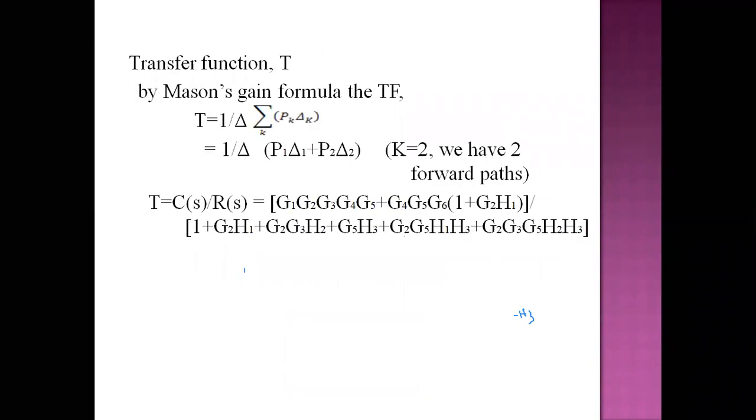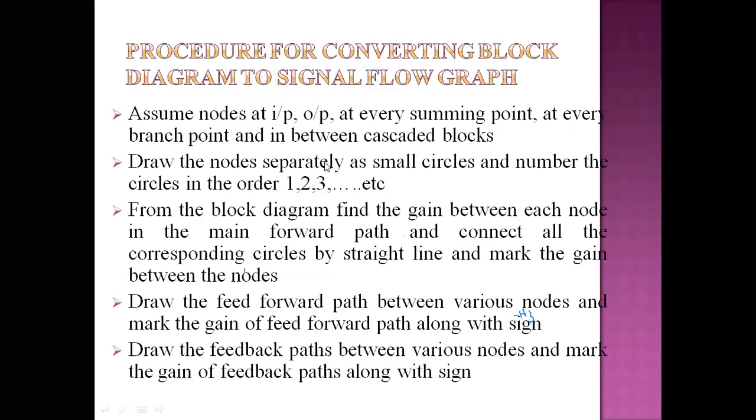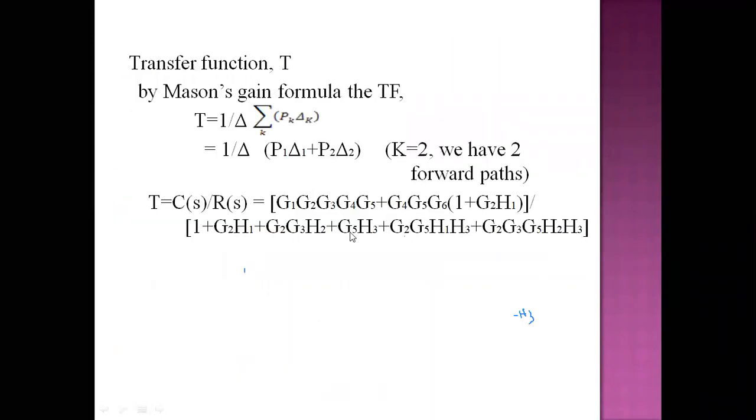Now we have all the expressions, that is, we have del value, P1 and P2 values, and del 1 and del 2 values. Now if you replace all these into the expression, you will get the overall transfer function of the system as G1 G2 G3 G4 G5 plus G4 G5 G6 into 1 plus G2 H1, all divided by 1 plus G2 H1 plus G2 G3 H2 plus G5 H3 plus G2 G5 H1 H3 plus G2 G3 G5 H2 H3.